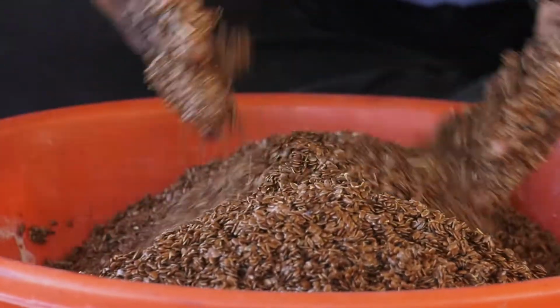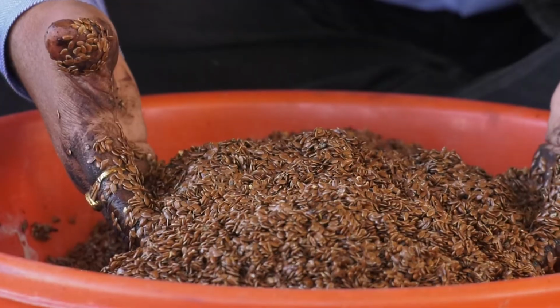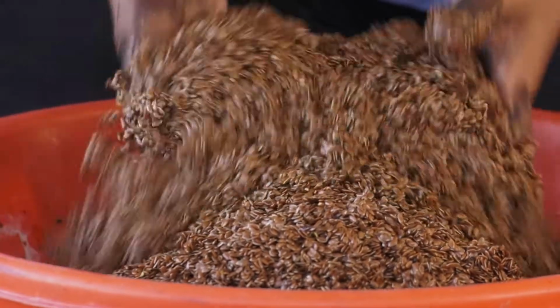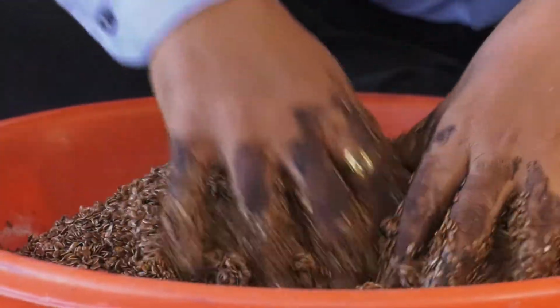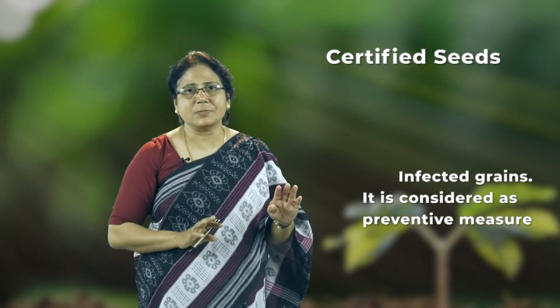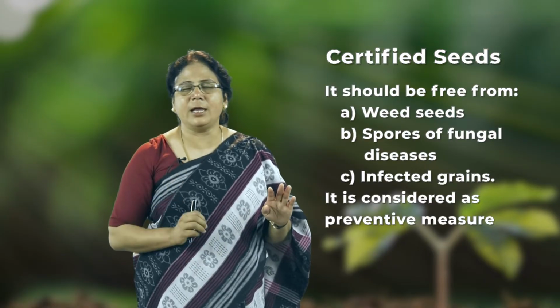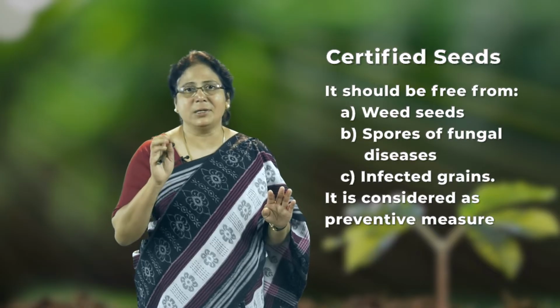Let's discuss all these cultural practices one by one. Number one, I am discussing with you the use of cleaned seed. That term indicates that clean seed, without infestation and without damage, should be used in farming practices. It is advised to use only certified seeds, which should be free from weed seeds. It should be free from spores of fungal disease. It should be free from any infected grains.